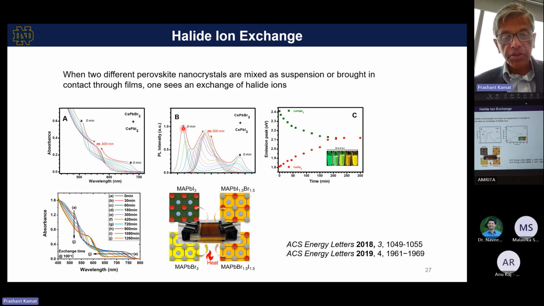You can also follow the emission. This is the bromide emission, this is the iodide emission. With time, you can see here in 300 minutes, they all became the same. So here it is, this is a bromide, and when you add iodide, you can see the change in the color of the emission as they exchange ions.